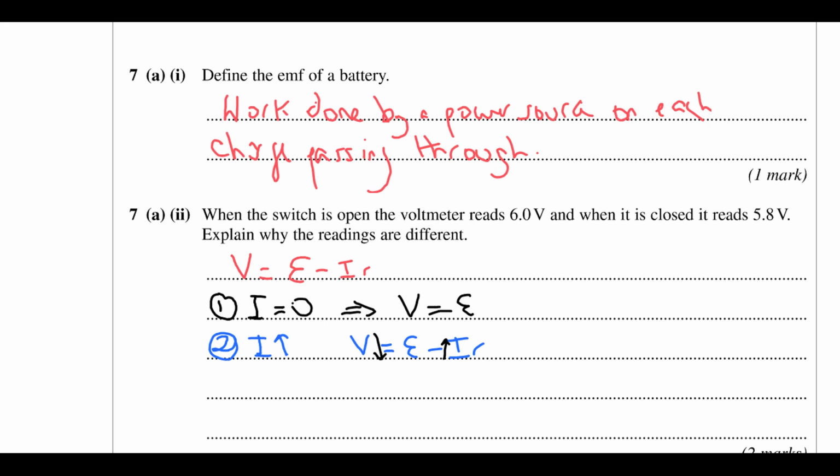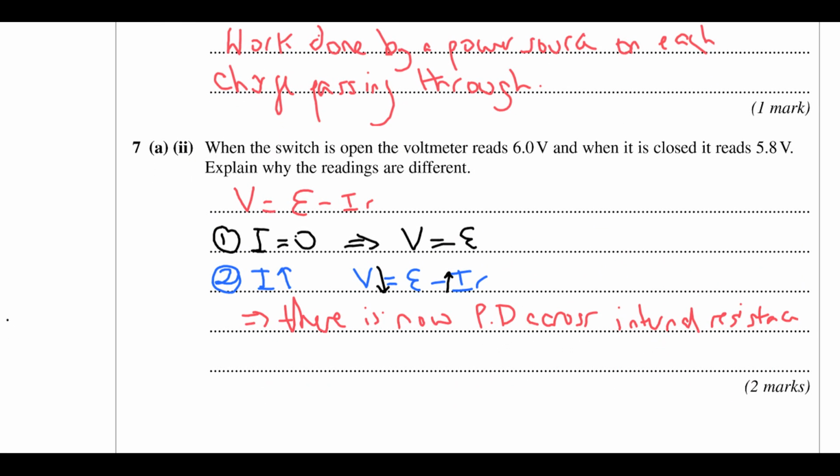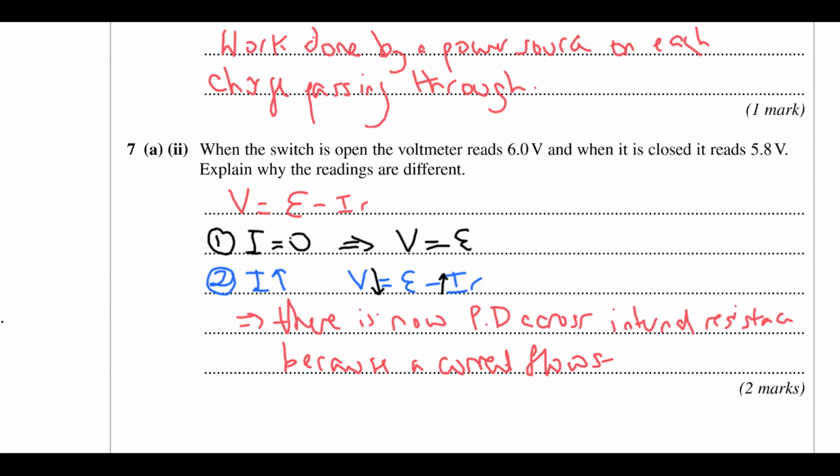So the reason it's changed is there is now potential difference across the internal resistance. And why is that now there? Because the current flows. All right, so let's finish that one and move on.